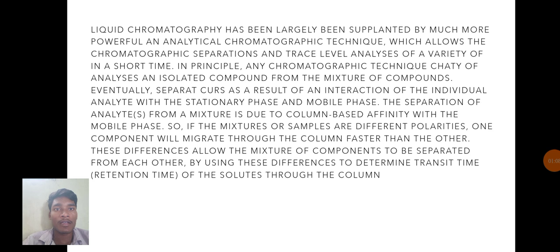The separation of analytes from a mixture is due to column based affinity with the mobile phase. So if the mixture or sample has different polarities, one component will migrate through the column faster than the other. These differences allow the mixture of compounds to be separated from each other, by using these differences to determine the transit time and retention time of the solutes through the column.